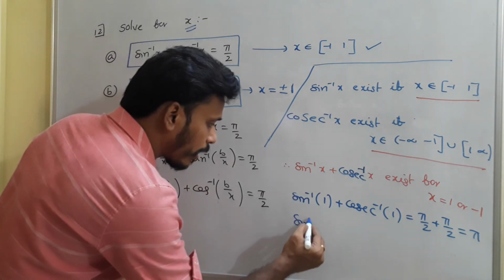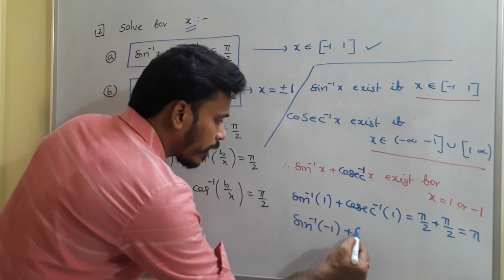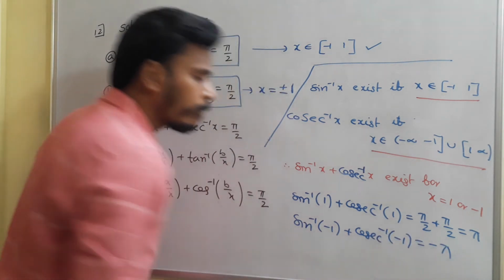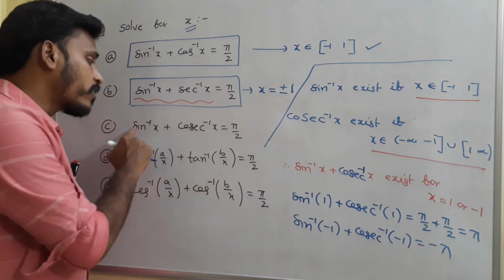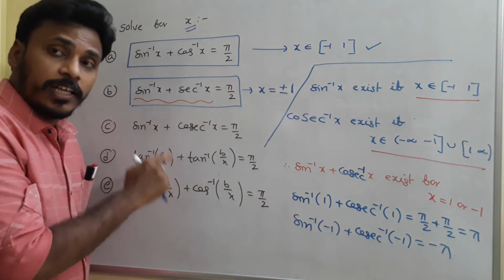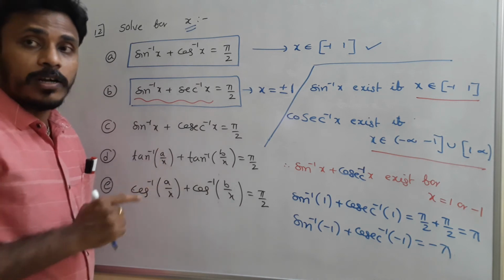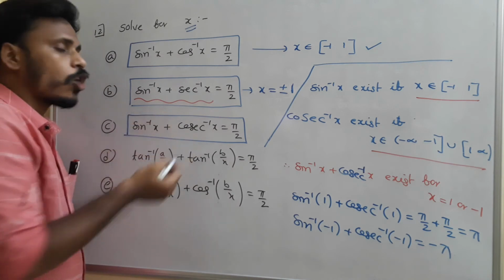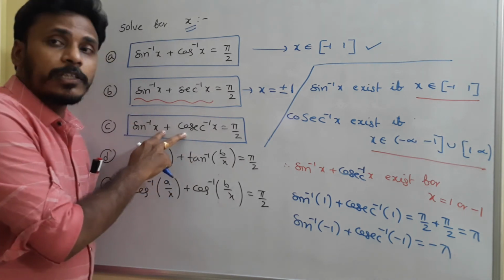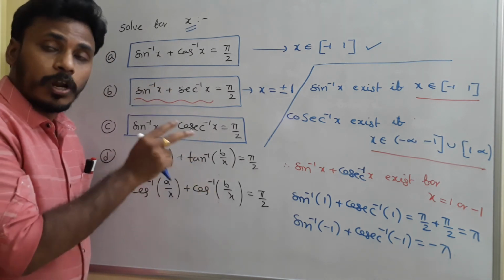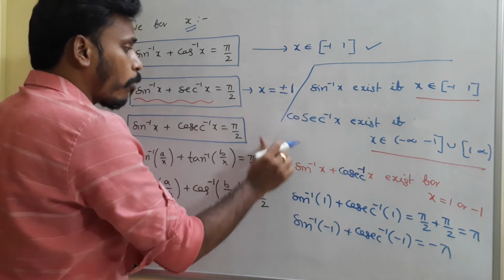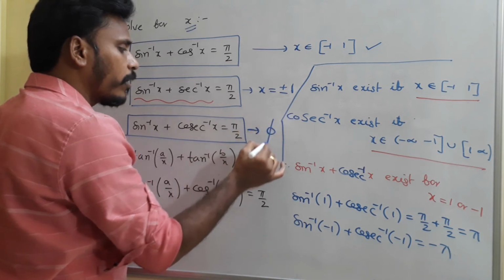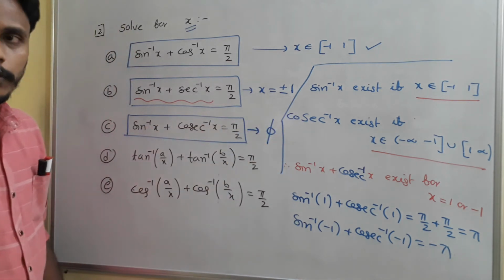Similarly, you just replace minus 1. Sin inverse minus 1 plus cosecant inverse minus 1. And this time you will get minus pi. So minus 1 is also not satisfying the given problem. 1 is not satisfying, minus 1 is not satisfying, and no other value is possible for x because the problem is valid for only two values. So those two are also not solutions. At the end, for this problem, our answer is an empty set. The solution set is just empty. No solution is there for this equation.